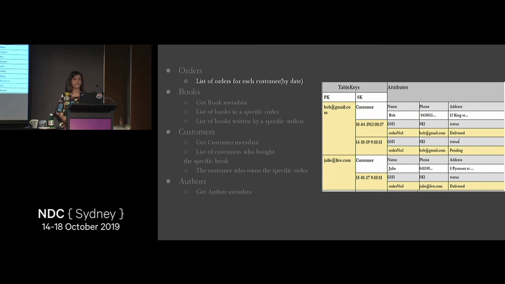The next one is a list of orders for each customer, filtering by date. For this one, we should ask where the where clause is. The where clause is our customer identifier. We already created partitions for customer, so we will go to the partition with the customer email. And because we want to filter by date, we will use date information as a sort key to index our items there and differentiate between different orders for a customer.